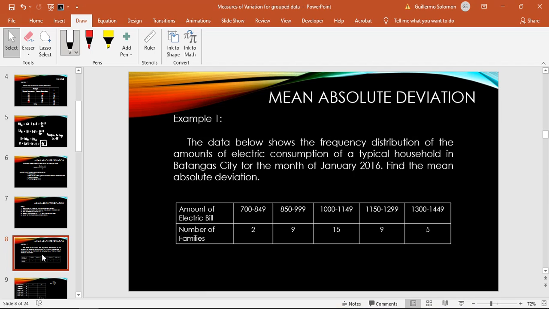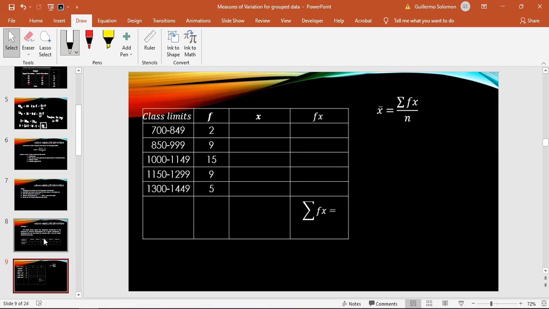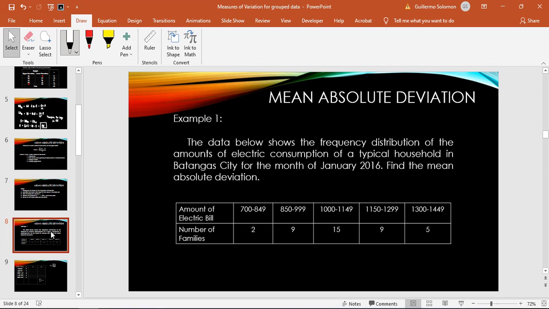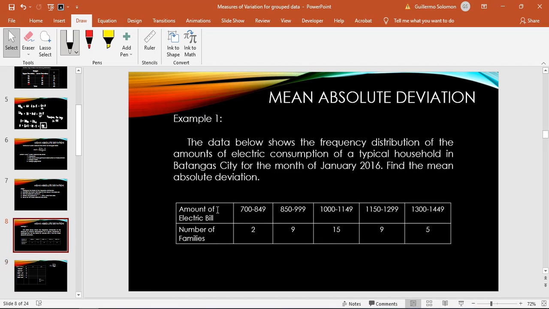So the data below shows the frequency distribution of the amounts of electricity consumption of a typical household in Batangas City. For the month of January 2016, find the mean absolute deviation. Okay, so ito yung data na gagamitin natin. Naka-frequency distribution na ito. Okay? So, ita-transfer ko lang siya dito. Ayan. Kung saan si amount of electric bill, siya yung class limits natin. And yung number of families, ito yung frequency natin.